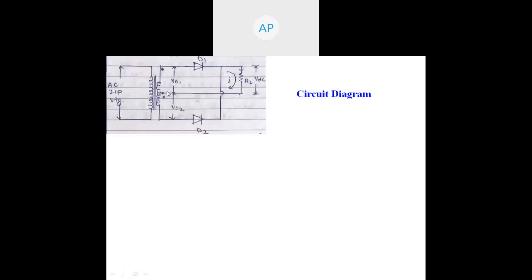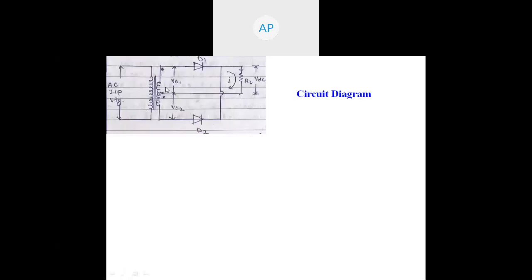So here this circuit is using a center tap transformer. It's a center tap circuit, and it behaves as a full wave rectifier. So it's called full wave. How that happens, we will discuss now. Let's consider that the input signal is applied to the primary.